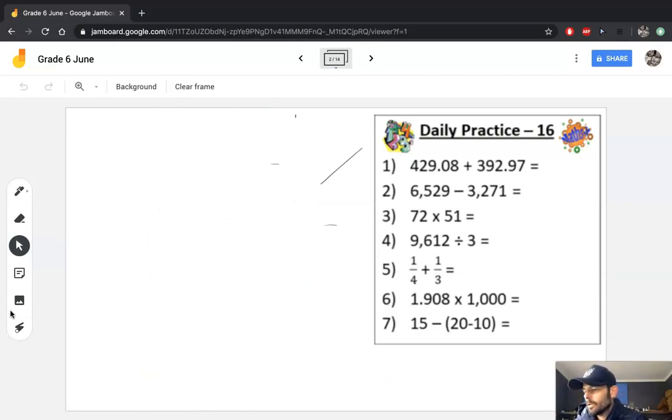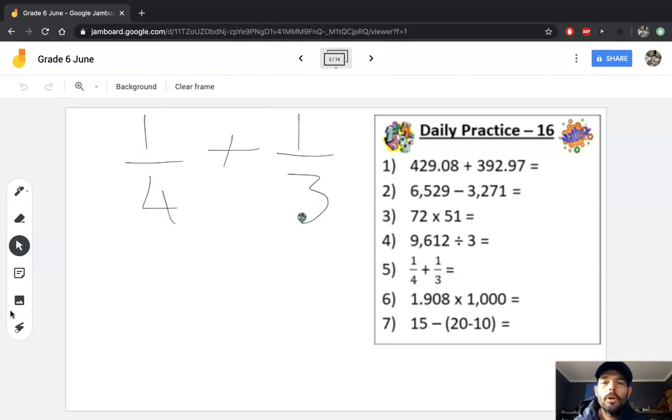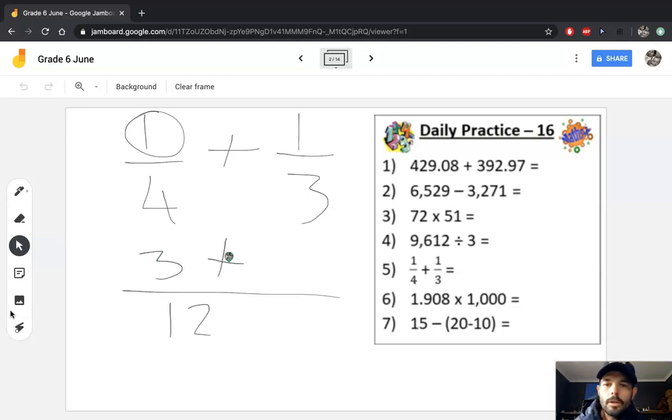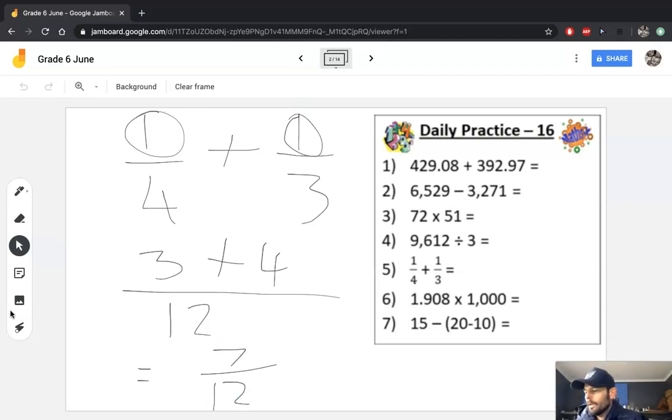Addition of fractions. Notice that the denominators are different. So the first thing I'm looking at is your lowest common denominator of 4 and 3, which is 12. Okay, 4 goes into 12 3 times. So 3 times 1, which is the numerator, is 3. 3 goes into 12 4 times. 4 times 1 is 4. And that's going to leave me with 7 over 12. Okay, happy there.